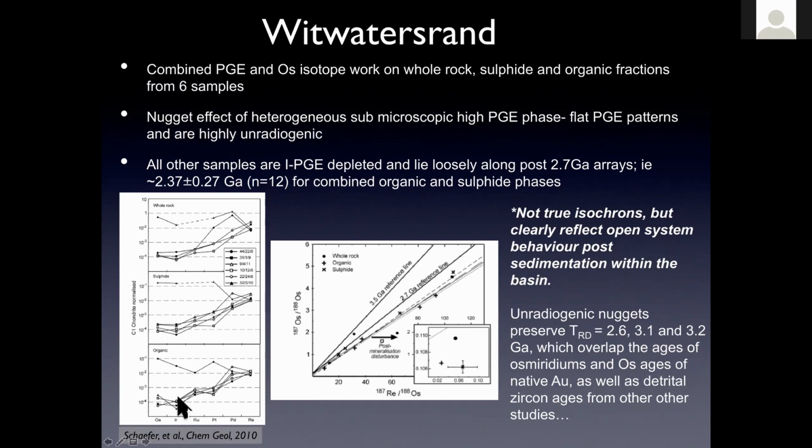There's nothing magical about IPGEs. They're simply the ones that hang out next to iridium on these plots, so osmium, iridium, and to a lesser extent ruthenium, and are relatively enriched in platinum and palladium.